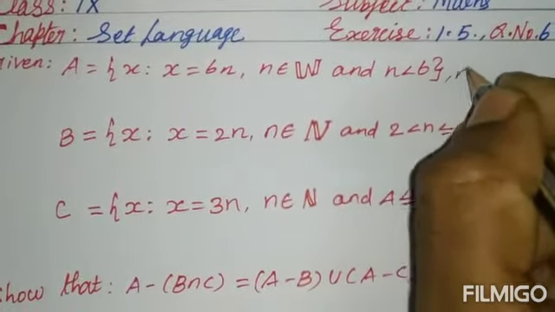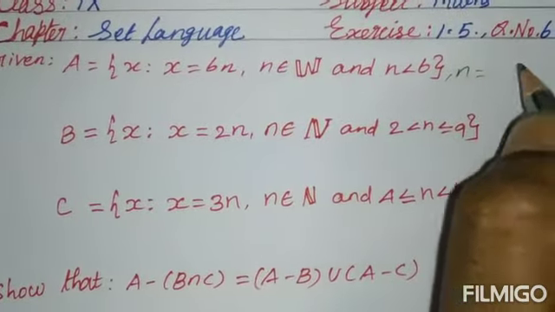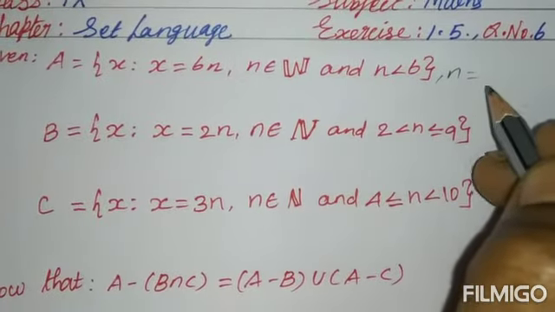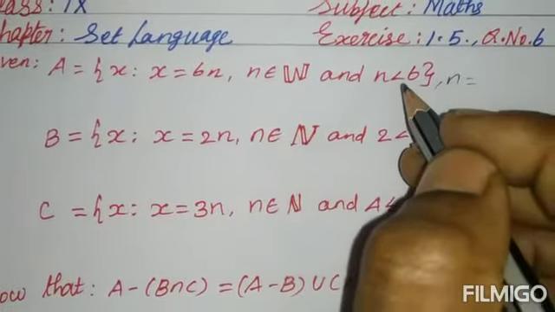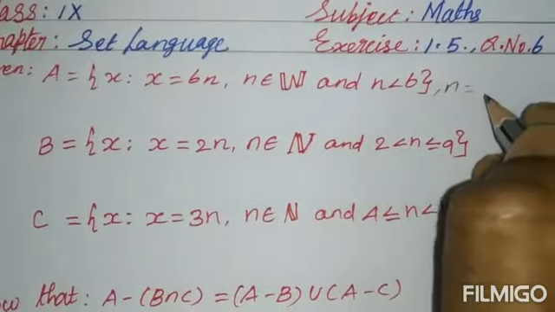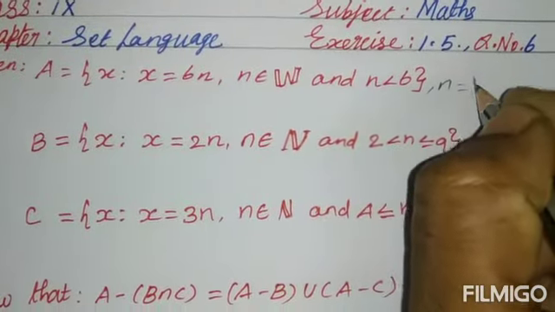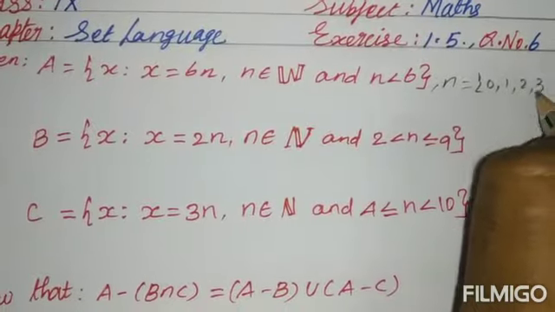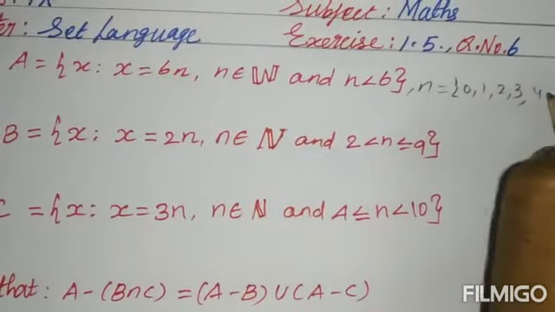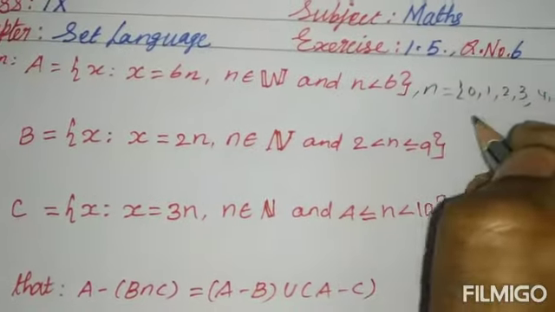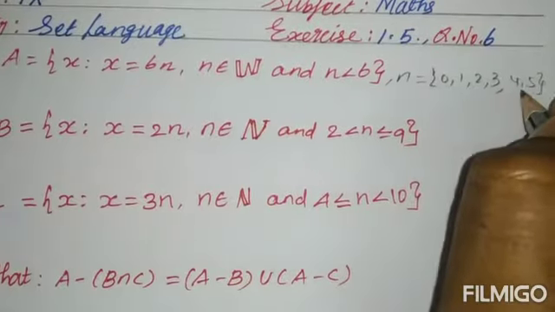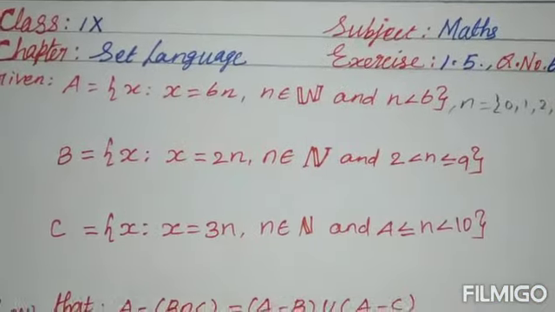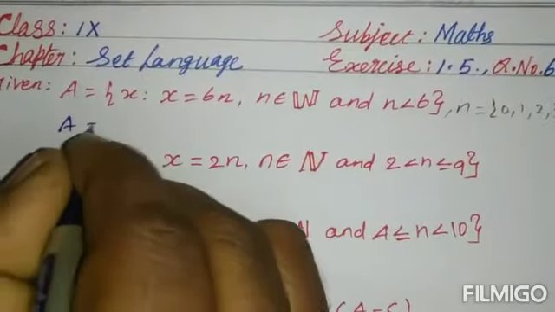You know already the whole numbers start from 0, 1, 2, 3, etc. But here we need only less than 6. So we have to apply the values here: 0, 1, 2, 3, 4, 5. So here the n values are 0, 1, 2, 3, 4, 5. So now we can list the elements of A.